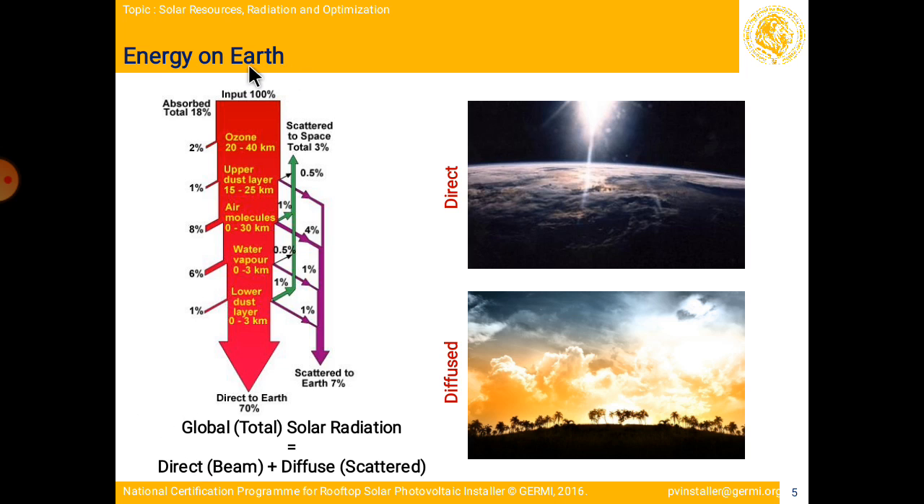So we will keep this in mind while we use the solar panel or solar PV system for the generation of electrical output. Basically the global, or total, radiation is the addition of the direct beam which we are receiving from the sun to earth, and the diffused, or scattered, light that we receive.